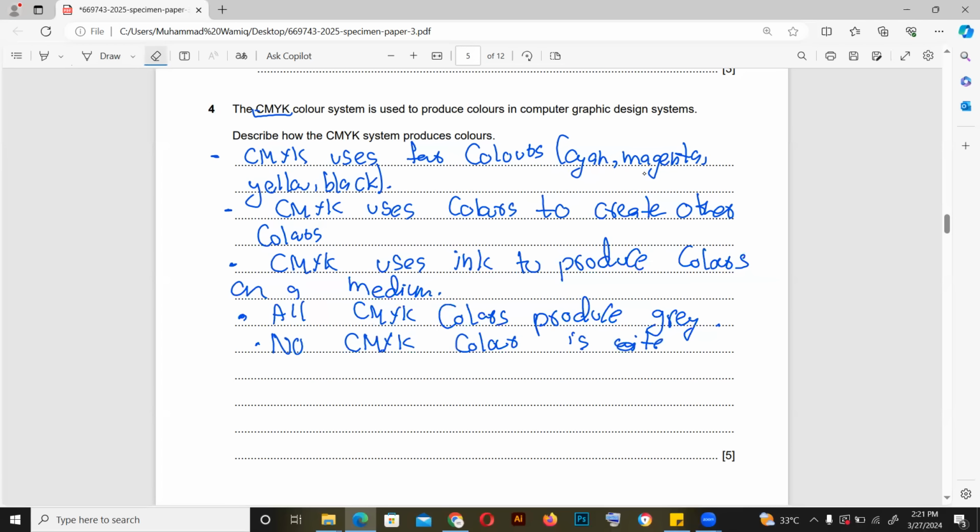As we are solving the papers, you need to keep this in your understanding. Any type of question can arise in your exam. No CMYK color is white. I can also write here that RGB images are converted to CMYK. What is RGB? Red, green, blue are converted to CMYK for printing.